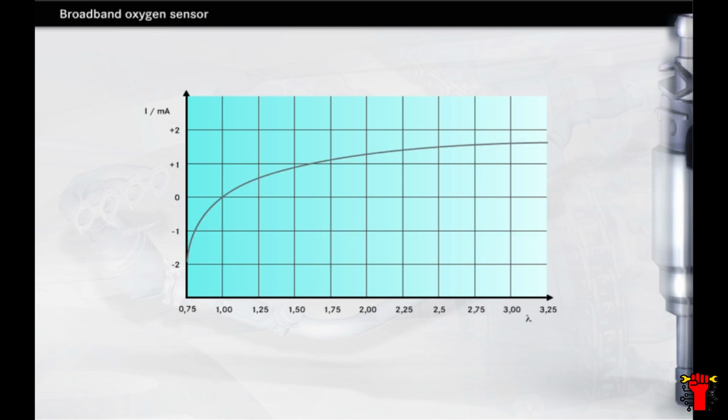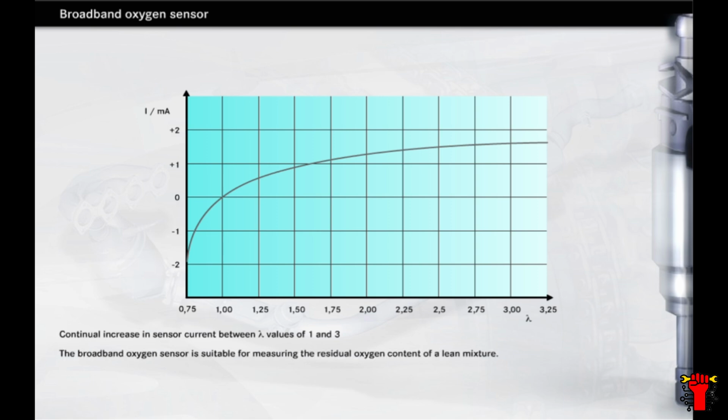A special broadband oxygen sensor is needed to measure the residual oxygen content of the exhaust gas. It works based on a different principle, producing therefore a completely different chart line too. At lambda 1, the sensor's current output is 0. A leaner mixture produces a continuous increase in current output. Using this type of sensor, it's possible to measure the residual oxygen content in lean mixtures too. Note also that the chart extends over a far broader lambda range than in the case of the 2-point oxygen sensor.